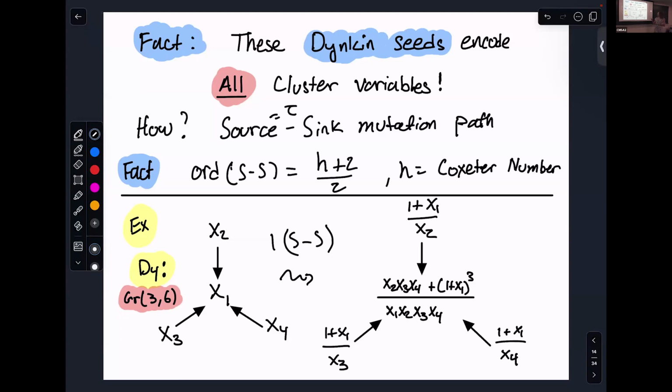Then doing one iteration of source-sink mutation means I'm going to mutate at all the sources. That means mutate at x2, x3, x4, and then mutate at the sink, which is x1. If I do that once, I get this new seed. I've done 4 mutations, and this new seed has a bunch of new cluster variables. The claim is that if I just keep doing that, it has an order that's written in terms of the Coxeter number, and I'll find every cluster variable in the cluster algebra. So this is a nice way, if I just want to know what the list of cluster variables is, I can just do this for a finite type cluster algebra.